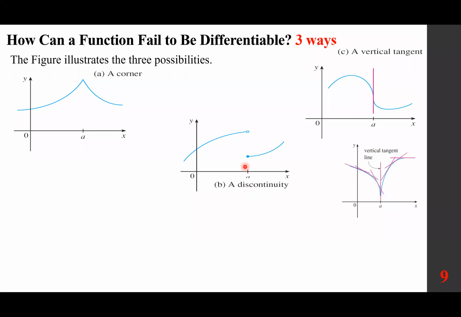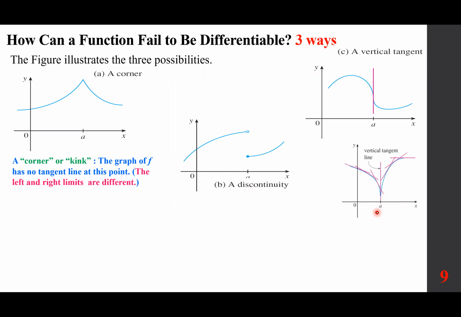If you have a discontinuity, or if you have a vertical tangent line, if you recall in the case of a vertical line, the slope is undefined because it really tends to infinity or negative infinity. There's more to this. As far as we're concerned, this is good enough. So I'm going to quickly recap each one. A corner or kink: the graph of f has no tangent line at this point. The left and right limits are different, left side and right side.